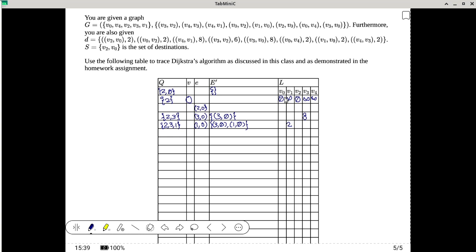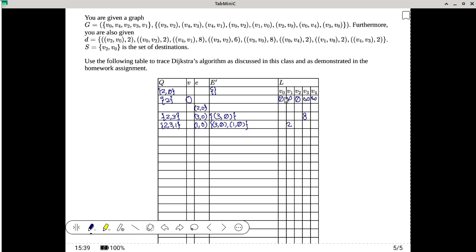All right, so that concludes the for each loop in the first iteration through the while loop. So now we get back to the beginning of the while loop, and it asks, is the set Q empty? Nope, it's not empty, so we have to go for another iteration through the while loop.